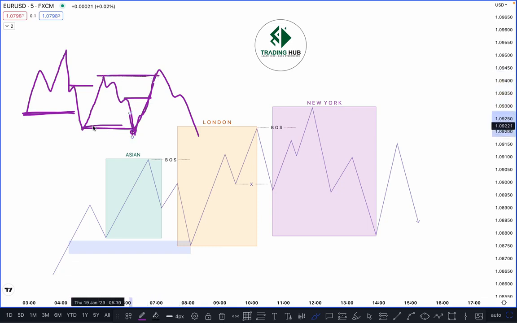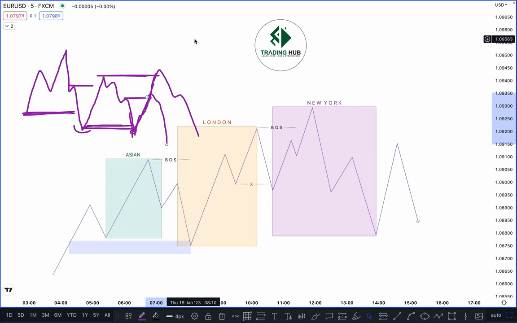But if price closes below it here, which is the London session, then what happened? The market has taken out this inducement, and then you will see a downside move. Right, so I will show you exactly the same thing on the chart, then you can understand very easily and very quickly. So simply you can understand it like this.